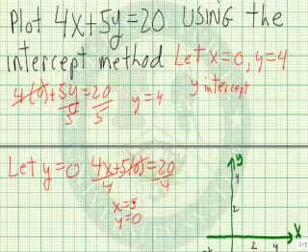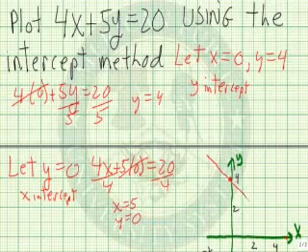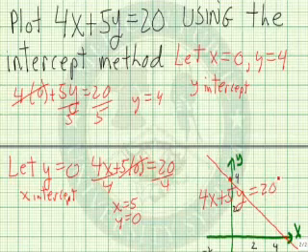Now in the intercept method, all we have to do is plot these two points. 0, 4, that's where it crosses the y-axis. Y equals 0, this, by the way, is called the x-intercept. So we have 5, 0. And now all we have to do is connect these two intercepts in a straight line. And of course, we once again write the equation 4x plus 5y equals 20 using the intercept method.